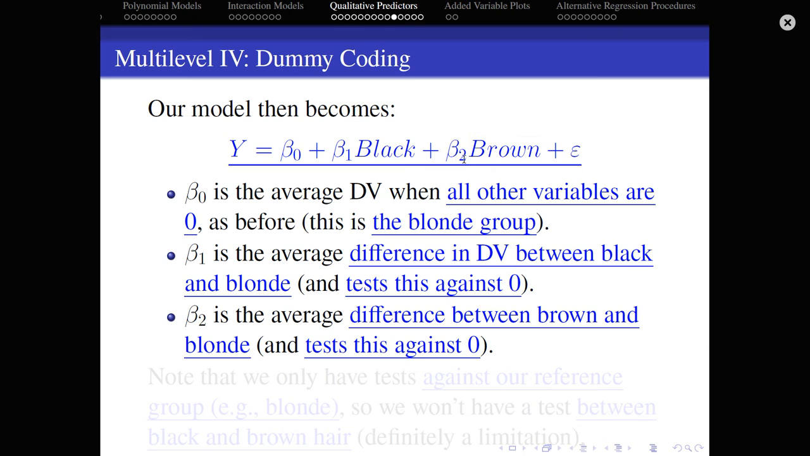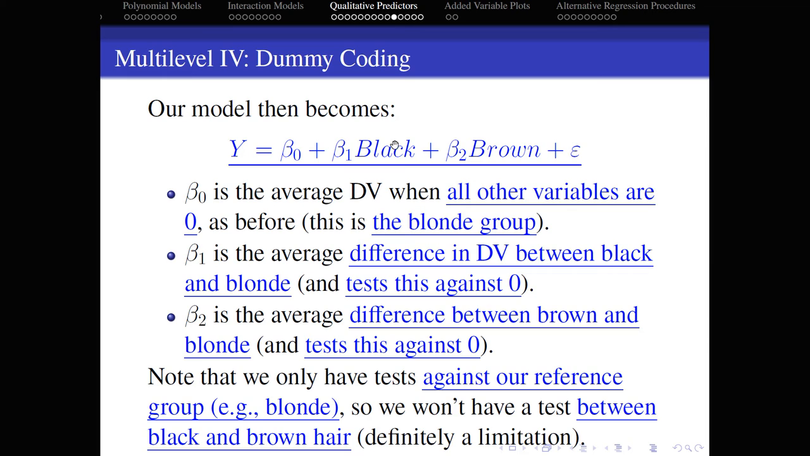So beta 2 isn't the size of the outcome for brown hair. Beta 2 is the size of the difference in the outcome between brown hair and blonde hair. And again, statistical tests of beta 2 test whether brown hair is different than blonde hair. Notice that this is only 2 of 3 possible pairwise comparisons we can make. We are comparing black hair to blonde hair, brown hair to blonde hair. Everything's getting compared to blonde hair, and that's why we call blonde hair our reference group. But we don't have the final comparison, the comparison between black hair and brown hair.